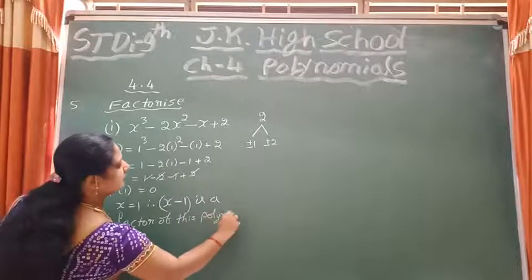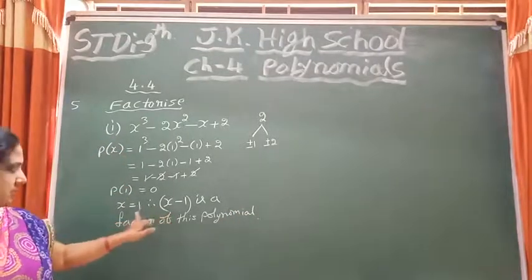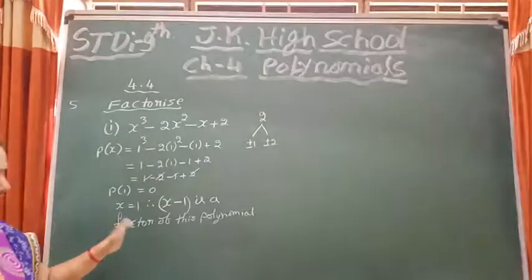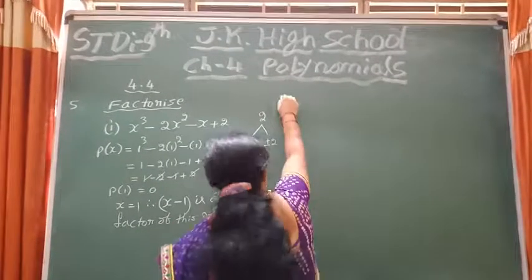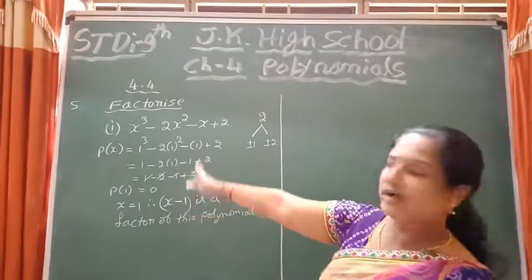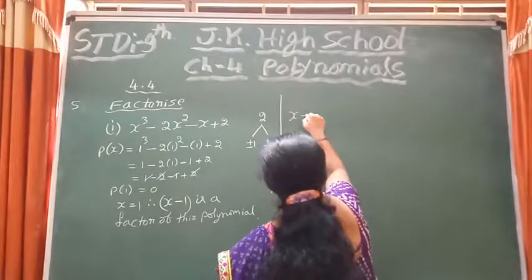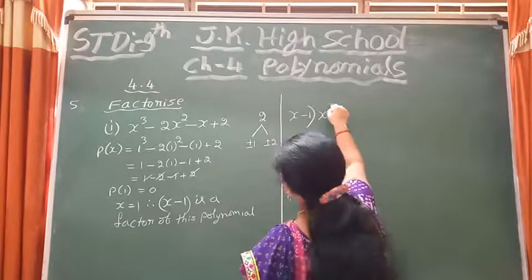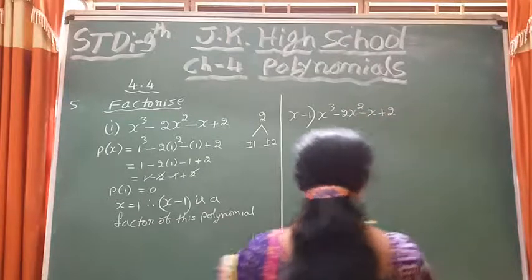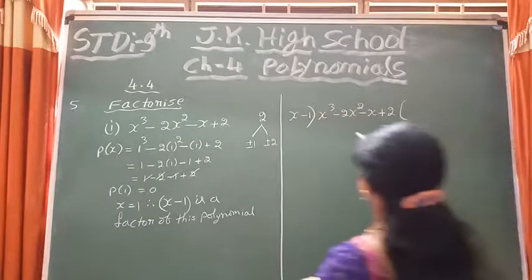We got one factor. Now I got x is equal to 1, which means x minus 1 is a factor of this polynomial. After finding this, you divide the given polynomial by that factor. Using x minus 1 as the divisor, I divide x cube minus 2x square minus x plus 2 by x minus 1. Now you divide. How to divide, you know now.